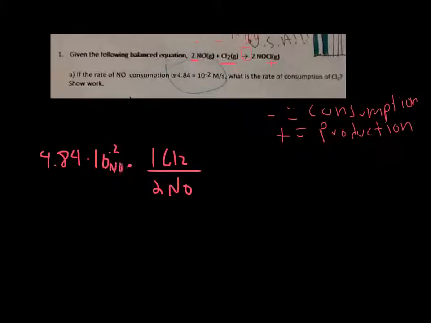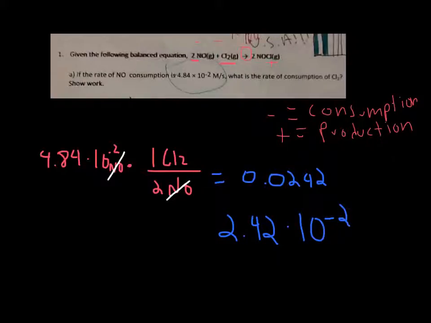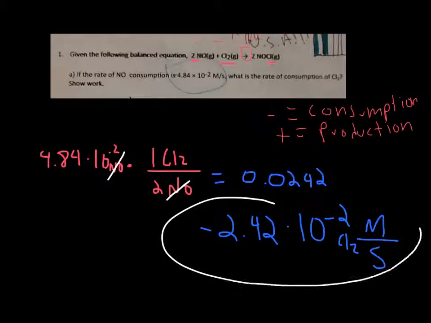So this would be NO. Then that cancels out, and what you're left with is 0.0242. But are we done yet? No. First off, let's put it in scientific notation: 2.42 times 10 to the minus 2, and that will be the molarity per second of Cl2, and this will be represented with a negative value. Now we'll do a couple more of these, on the next page.